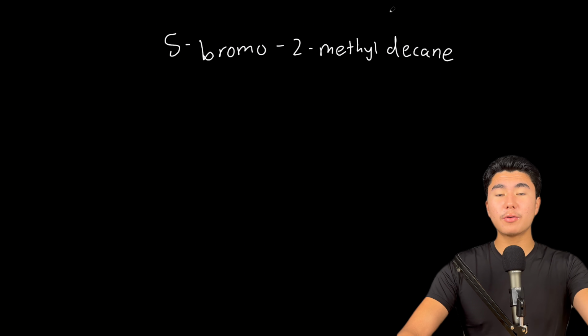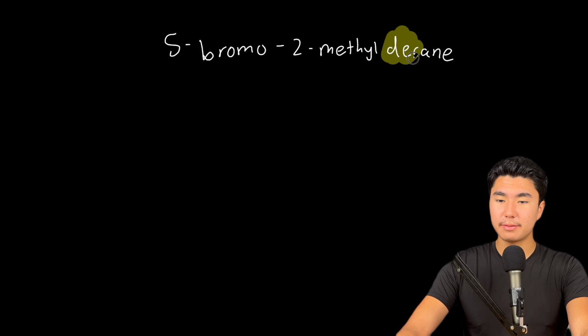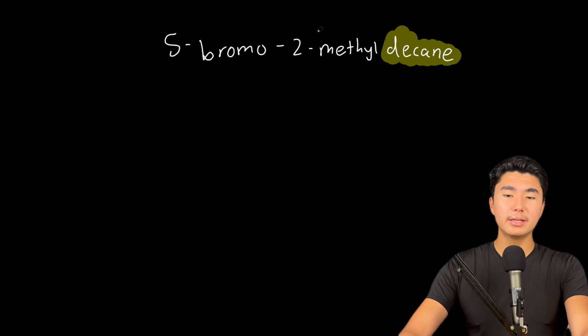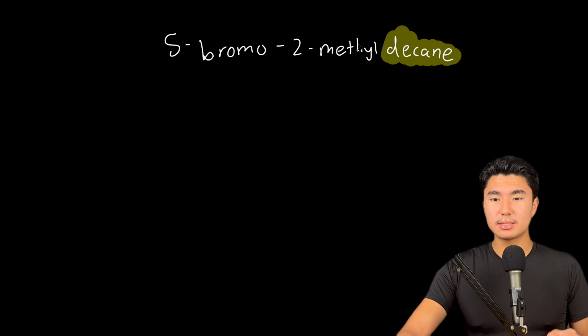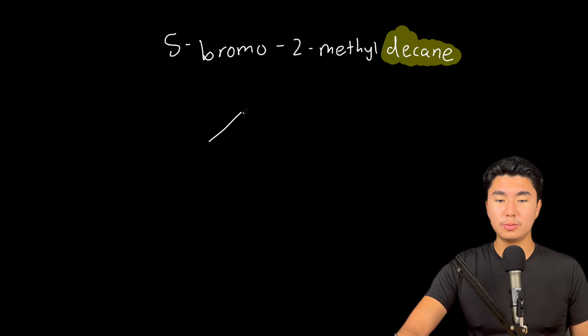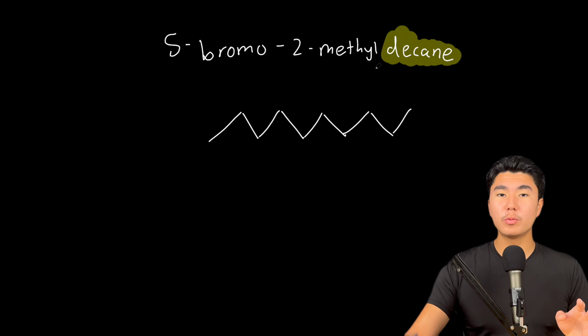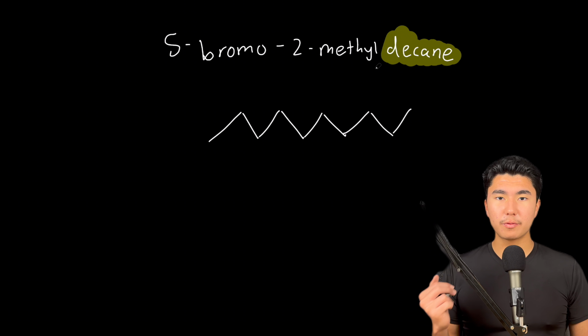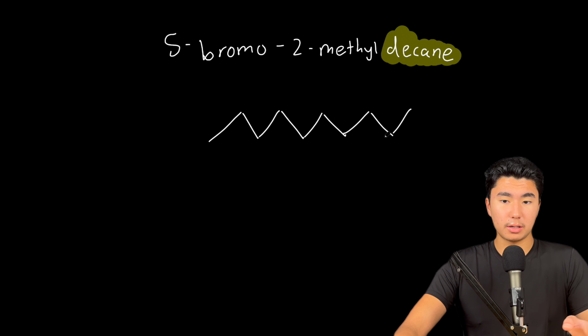So just like any of our organic molecules, we have to look at this word over here, decane. A decagon has 10 sides, so this is going to have 10 carbons. That's 1, 2, 3, 4, 5, 6, 7, 8, 9, 10. Remember, always check the number of carbons you have, because that's one of, if not the most important thing you have to do.